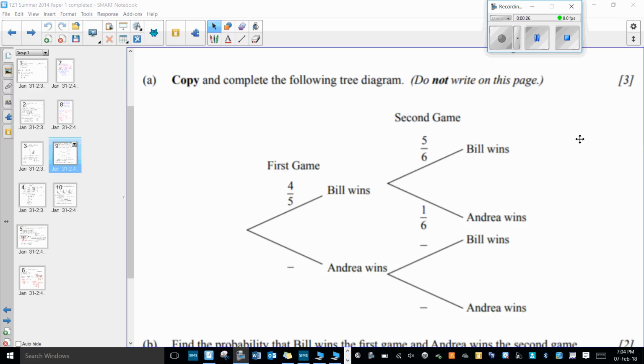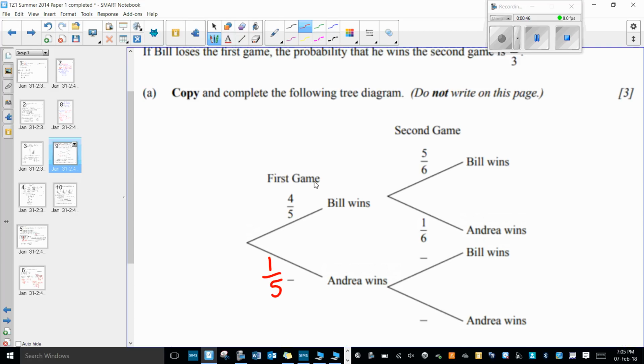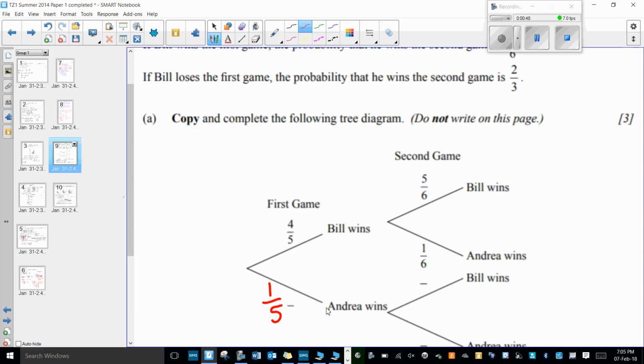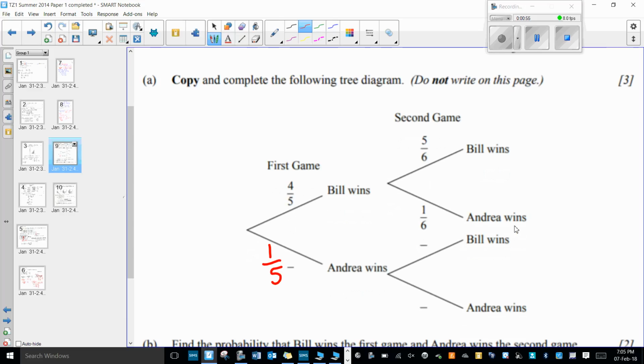So we know that if one probability would be 4/5, then the alternate must be 1/5, because we know they have to add up to 1. They've already filled in 5/6, 1/6. So let's just check out. If Bill loses his first game, in other words, Andrea wins, the probability he wins the second game is 2/3. So this would be 2/3, and Andrea would be 1/3.